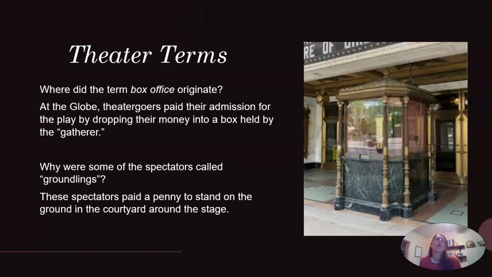Theater terms. Where did the term box office originate? At the Globe, theater goers paid their admission for the play by dropping their money into a box held by the gatherer. Why were some of the spectators called groundlings? These spectators paid a penny to stand on the ground in the courtyard around the stage, and so they were called groundlings.